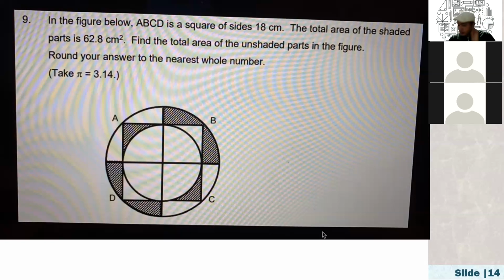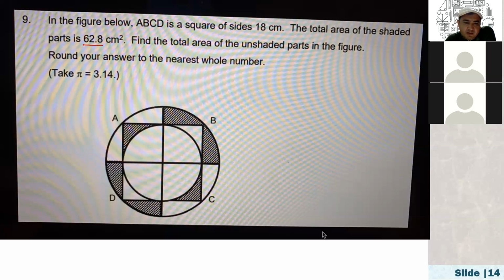Guys, let's do it together. So one thing is, number one, the total area of the shaded parts is 62.5. Using this information, I'm going to find the radius of the big circle.